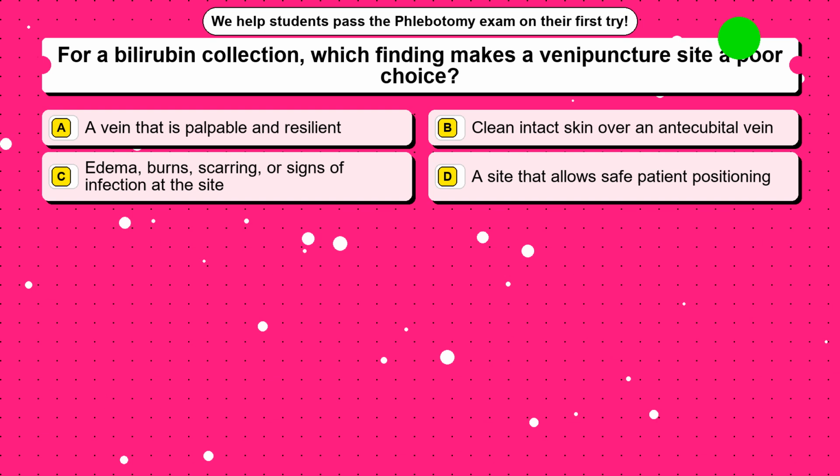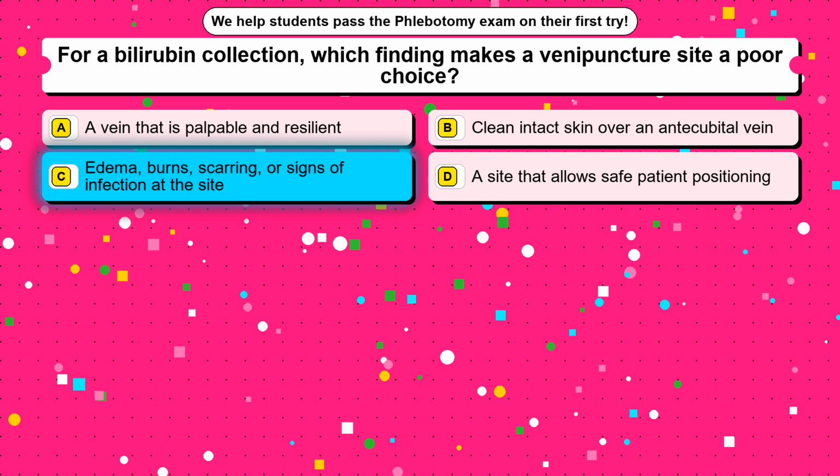Question 43. For a bilirubin collection, which finding makes a venipuncture site a poor choice? Option A. A vein that is palpable and resilient. Option B. Clean intact skin over an antecubital vein. Option C. Edema, burns, scarring, or signs of infection at the site. Option D. A site that allows safe patient positioning.